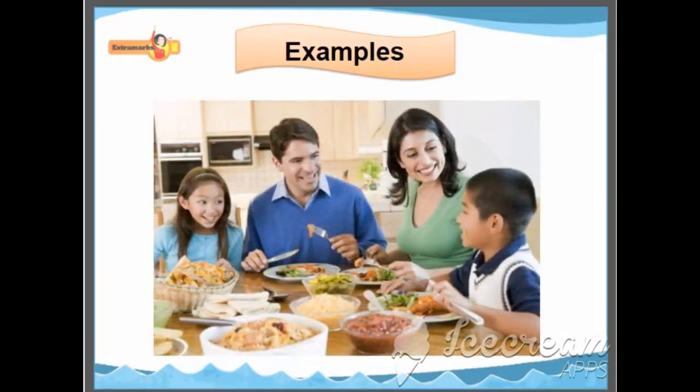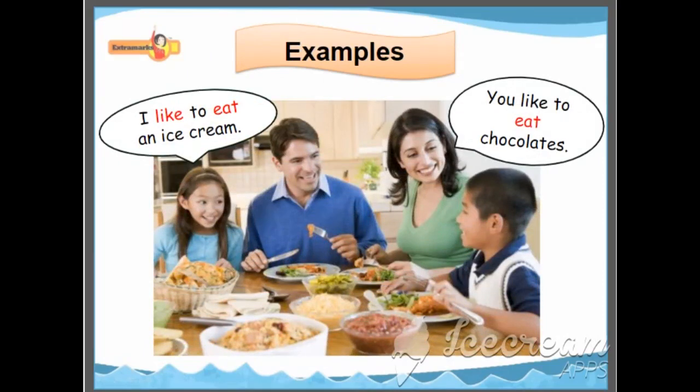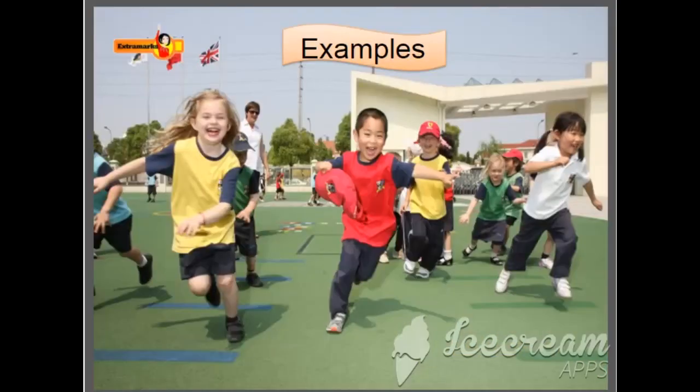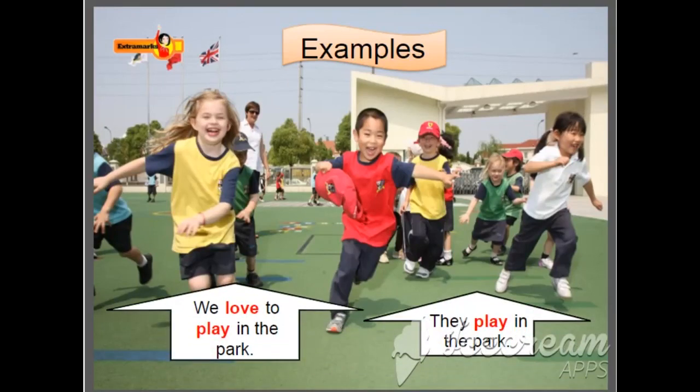Now look at some of the examples given below. I like to eat an ice cream. You like to eat chocolates. The simple form of the verb eat and like is used with subject I and you. Now look at the other examples. They play in the park. We love to play in the park. The simple form of the verb play and love is used with subject they and we.